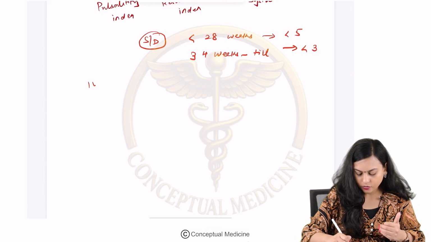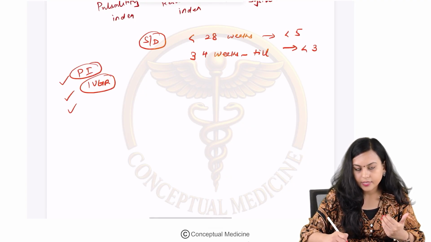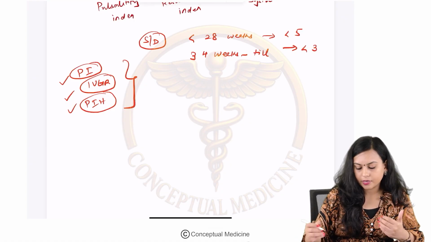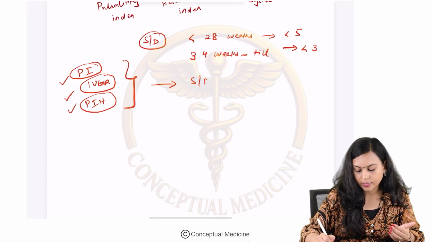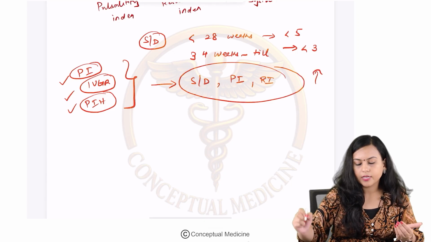Suppose in case of IUGR, or if there is a case of placental insufficiency, or when it is leading to pregnancy induced hypertension. In all these cases, all these indices are going to increase. So the systolic diastolic ratio is going to increase, the pulsatility index is going to increase, and even the resistance index is going to increase.